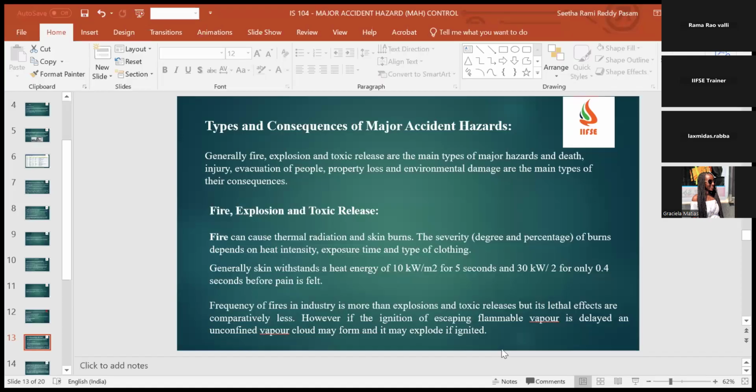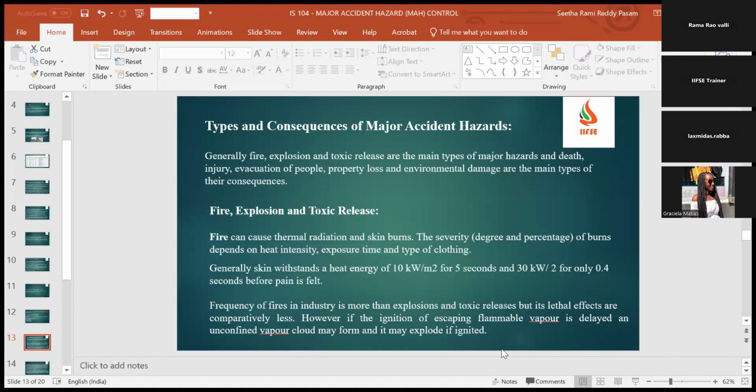If you are involved in a fire accident, or if you are in the area of the accident, then the intensity also matters, and the exposure time. So, for that heat intensity, how much time you have been exposed to it. Then also the type of clothing you have. Nowadays in organizations we get fire retardant clothing, which will not catch fire, and it will give some protection for certain minutes or seconds.